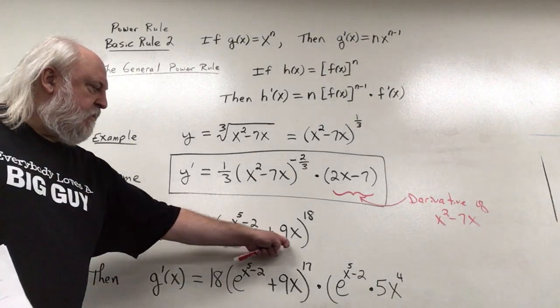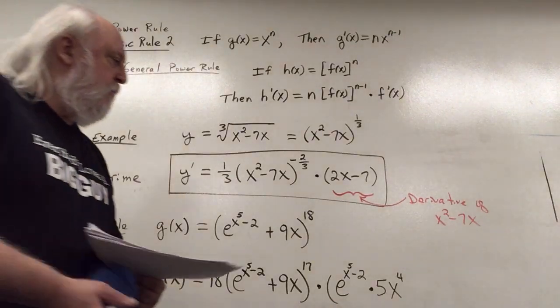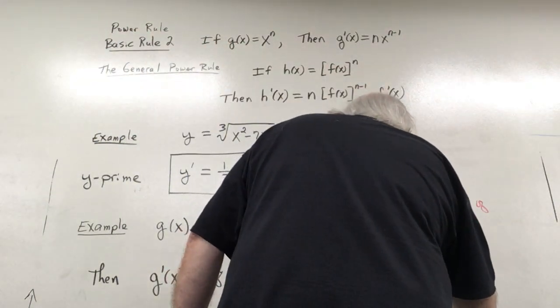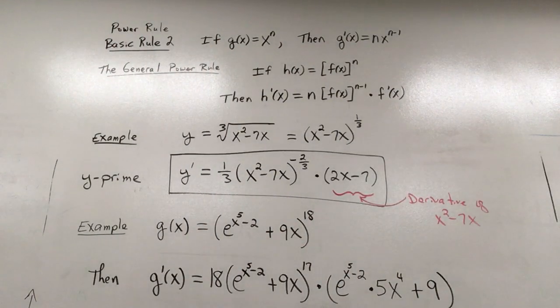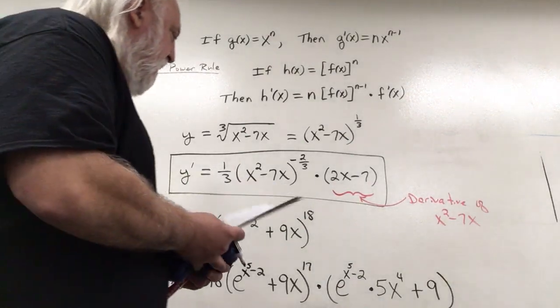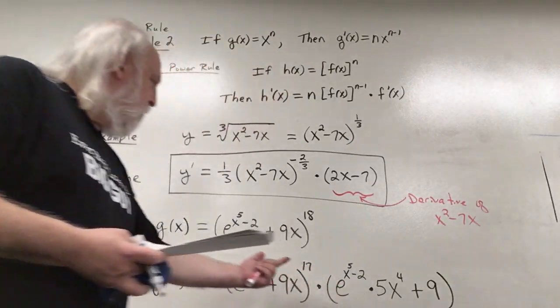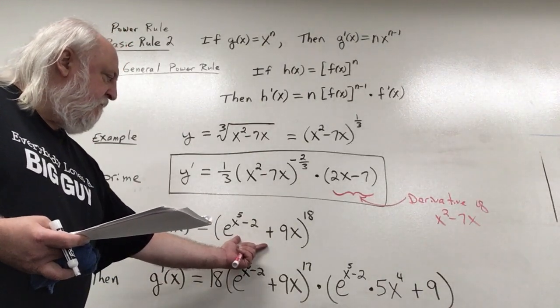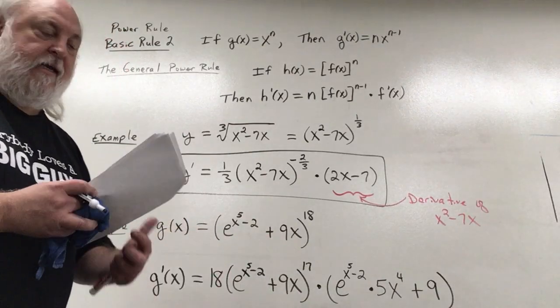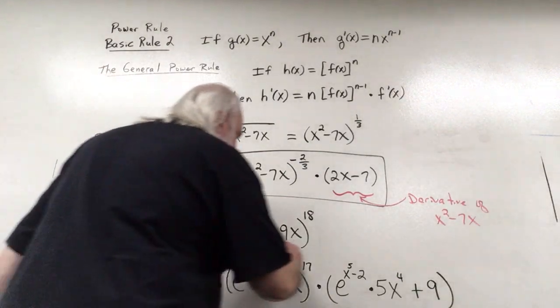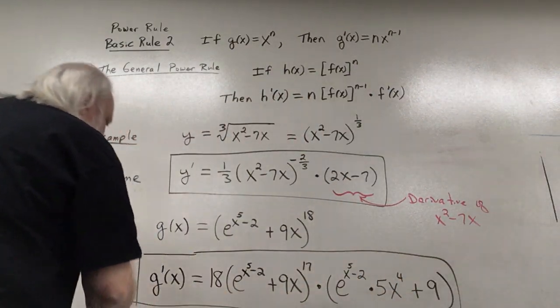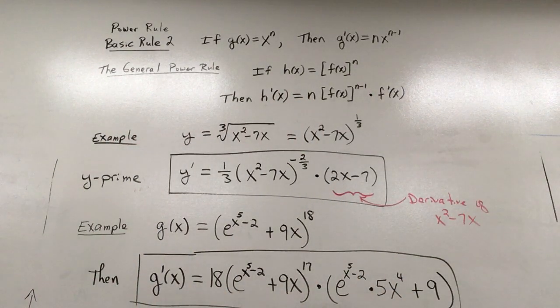And then we add to that the derivative of 9x, and the derivative of 9x is just 9. And we're done. This in parentheses here is the derivative of e to the x to the 5th minus 2 plus 9x. And so we've successfully found the derivative of our original function g of x by using the general power rule.